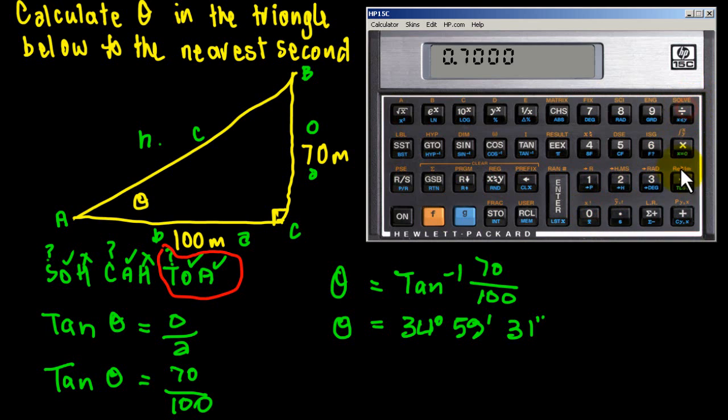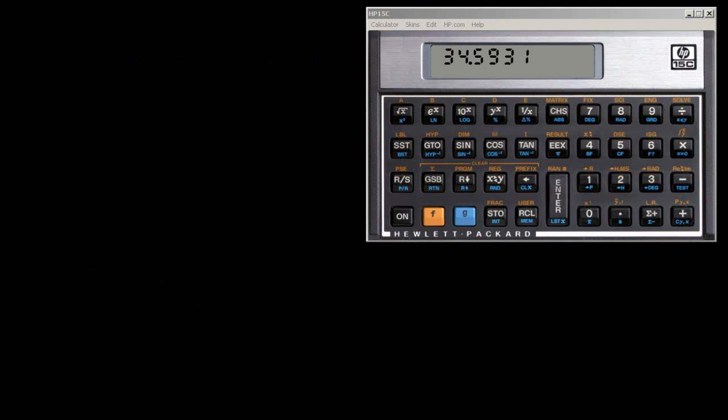100 divide, 0.7 as predicted, and then we go shift tan to the -1, and remember that's in degrees and decimals, so we've got to convert that to degrees, minutes and seconds, and that gives us 34 degrees 59 minutes 31 seconds. Woohoo! We've got that one to the nearest second, and we've nailed it. Okay, now just one more to go.